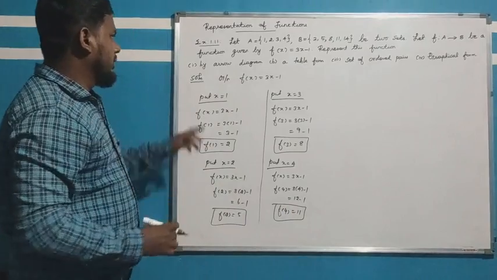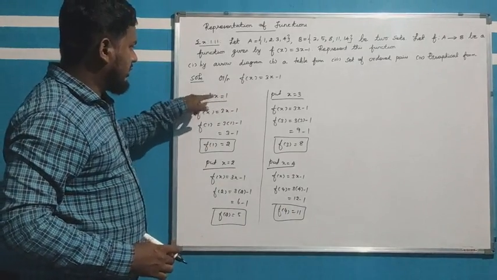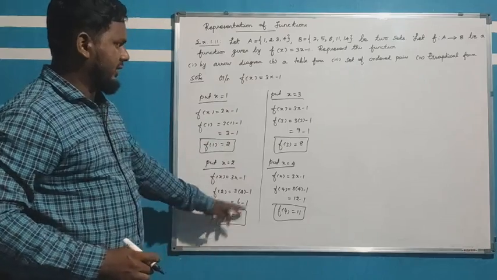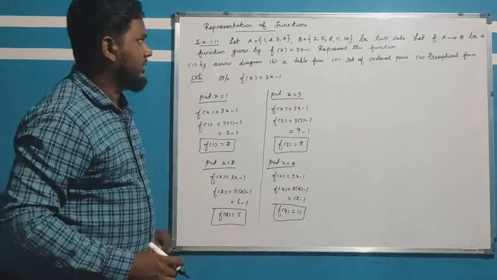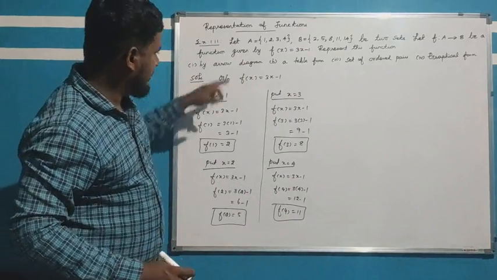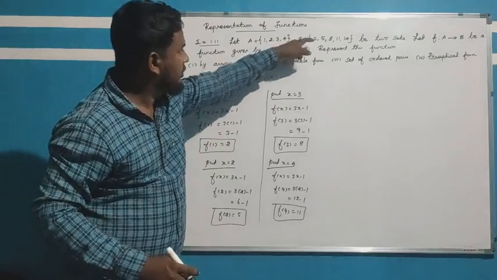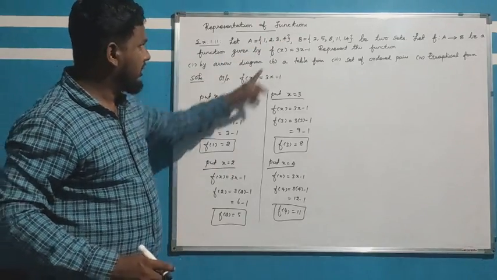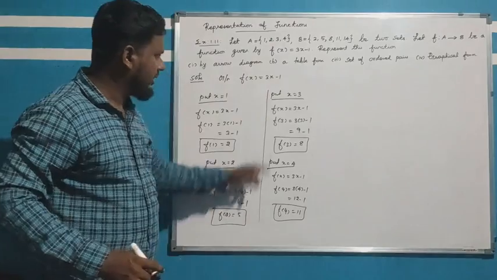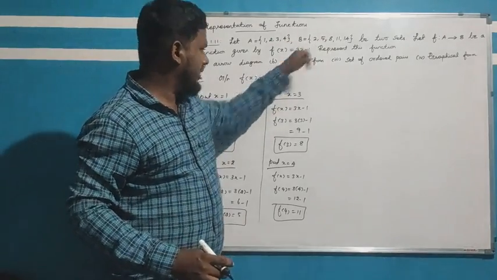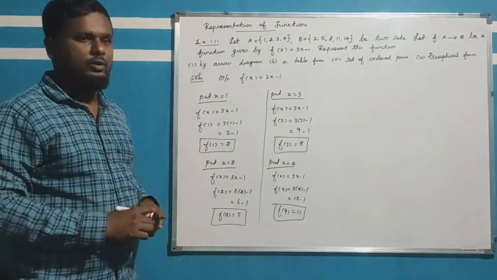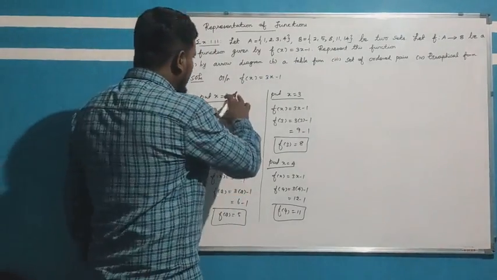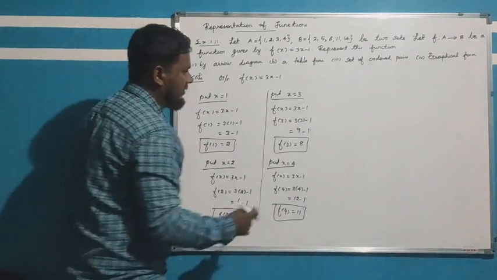So, if you take x equal to 1, we get 2. Taking 2 gives 5. Taking 3 gives 8. Taking 4 gives 11. This is the only thing we have to consider as the function.